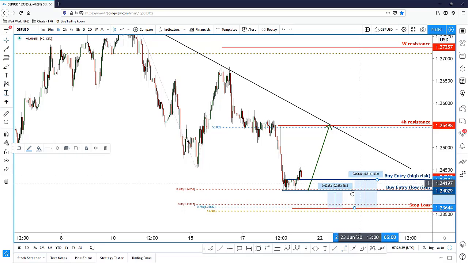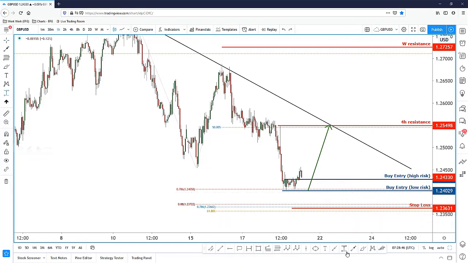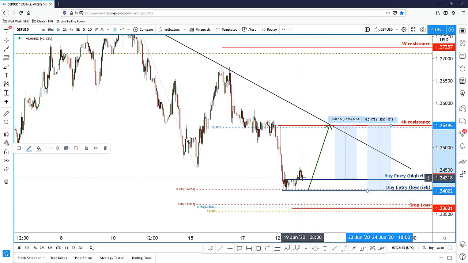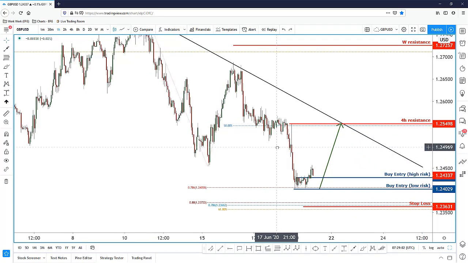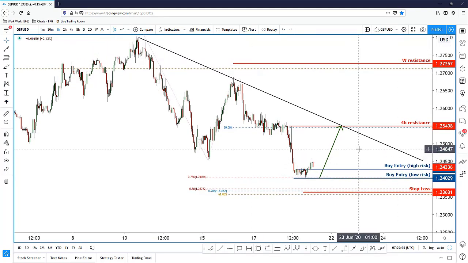Okay, so for the low risk, you're actually risking about 38.3 pips. The high risk, you're risking about 63 pips, just to try to gain, okay, about 120 pips for the high risk and about 147 pips for the low risk. Okay, so you're trying to gain 100 plus pips for either 63 or 33 pips. So you guys make the final decision, but this is how I will actually play it, right?